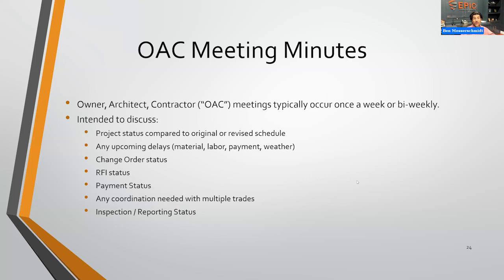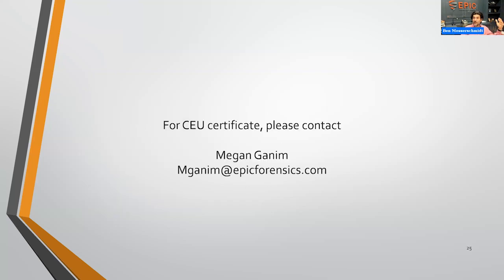Payment status, any coordination that's needed between multiple trades, and also where are we in the inspection and reporting process? And this would come into play if there's a third party inspector, let's say just for the special inspections, or if you're dealing with city inspections or Department of Health, DERM, what have you, where are we with that? And understanding where you are there, again, more transparency is going to be better for everyone. And with that, we are done.